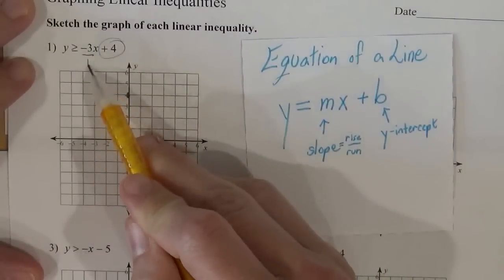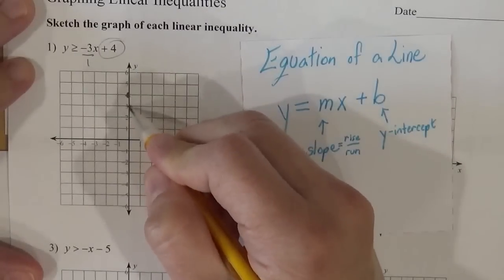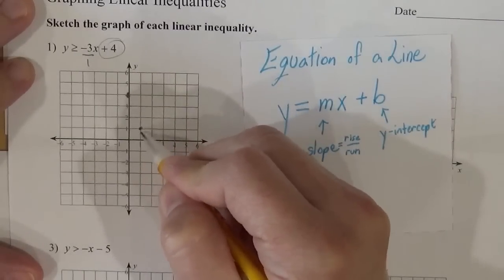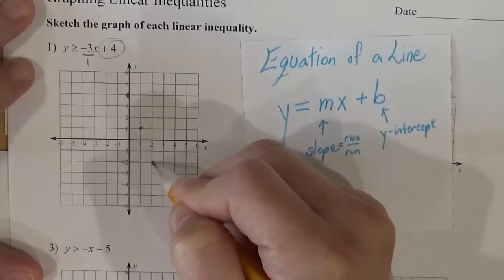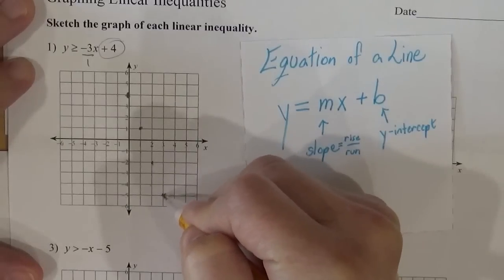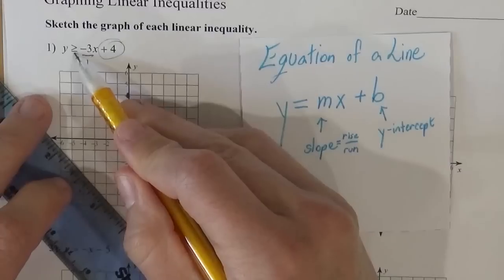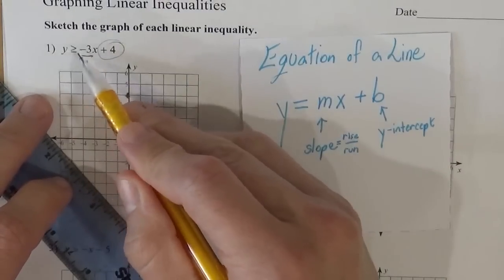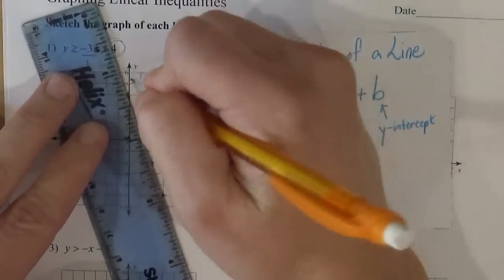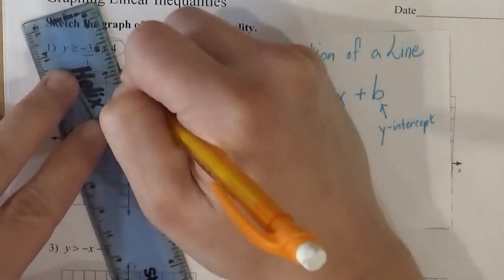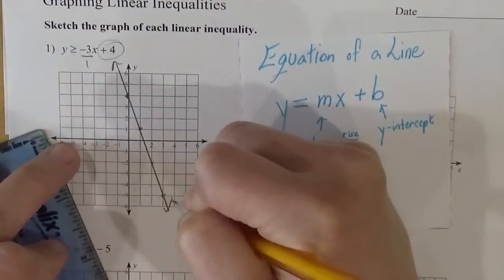So I'm going to go down 3 over 1. So from that point, down 1, 2, 3 over 1. I'll do it again. Down 1, 2, 3 over 1. And so it's a nice and solid line because I can be greater than or equal to this line, right? So if I can be equal to this line, I'll include it and make a nice solid line.